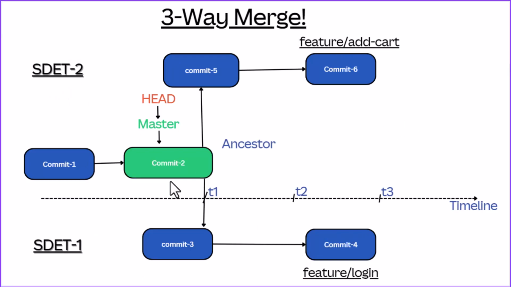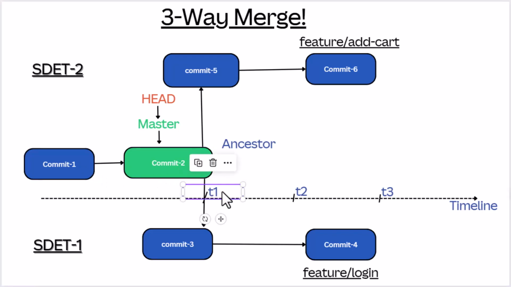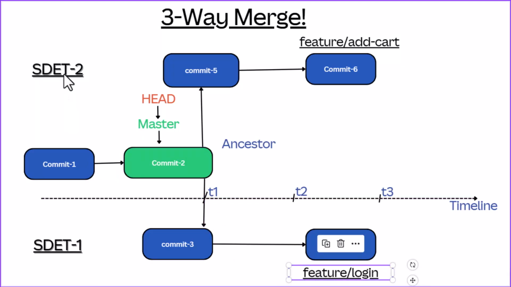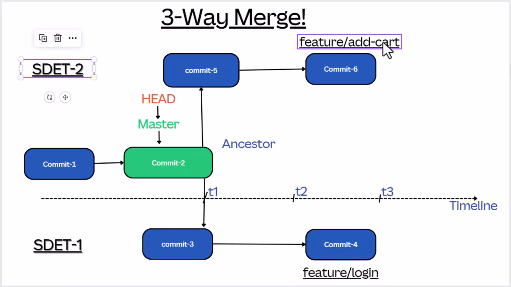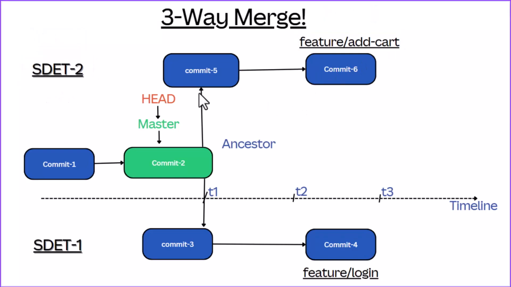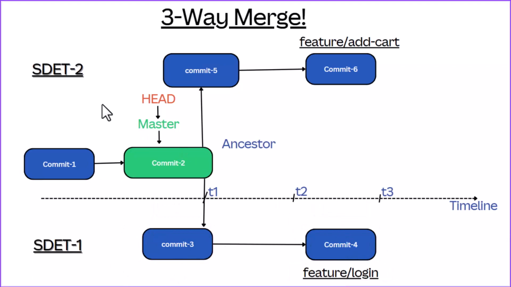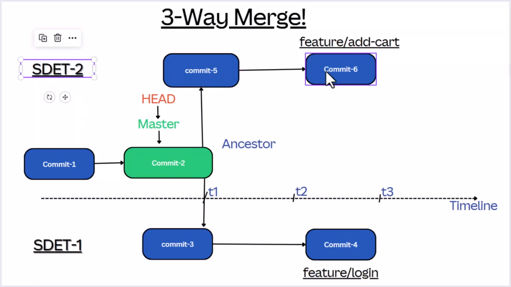Now what they will do is they will pull the master branch onto the local machine. At time t1, both of them cut a new branch. So SDET1 cuts the branch with name feature/login and SDET2 cuts the branch feature/add card. Now as part of the work, let's say that SDET1 made two commits within his own branch, commit 3 and commit 4, and SDET2 also made some new commits onto his own branch, which is feature/add card.